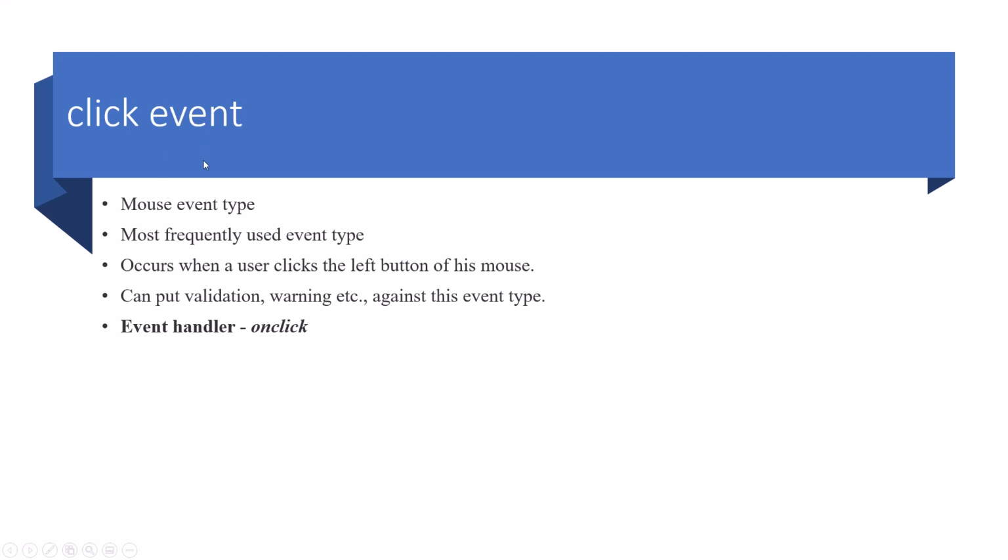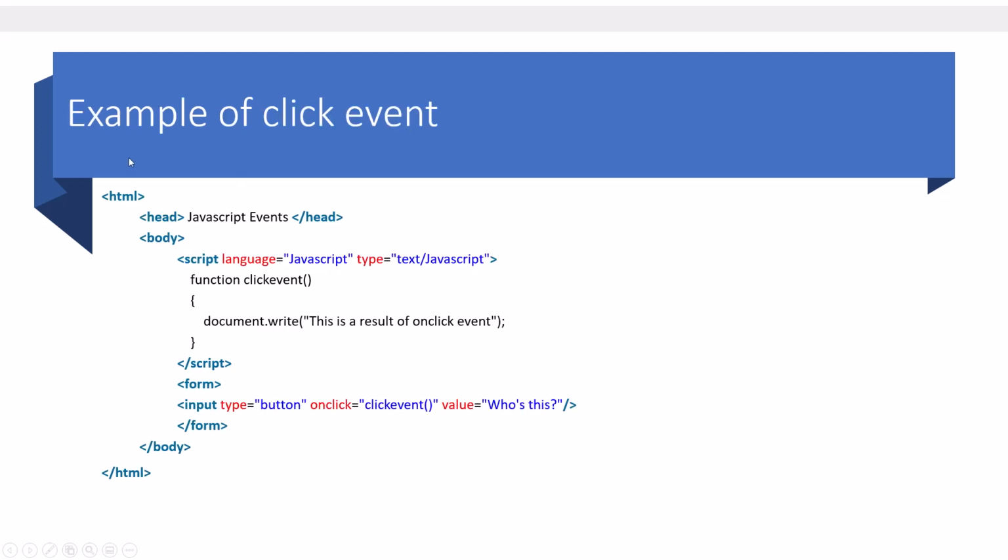As I said, it's a type of mouse event, and it is the most frequently used event type, and it occurs when a user clicks the left button of his mouse. We can use this event for validation, warning, etc. The event handler we use for this event is onclick. Let's see one example. So here I have given an example. We will also run this example at the end of the video.